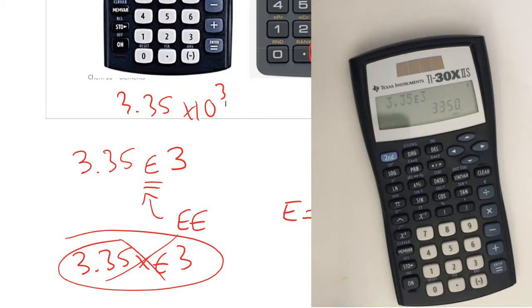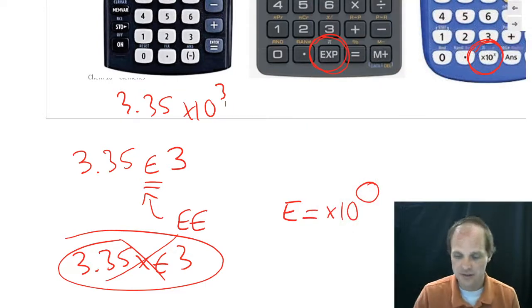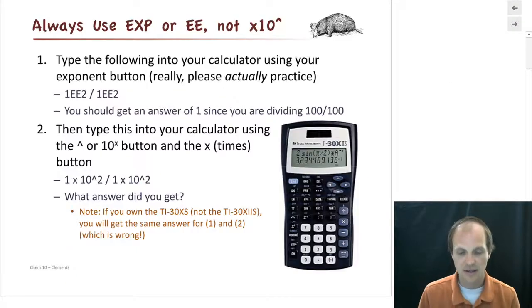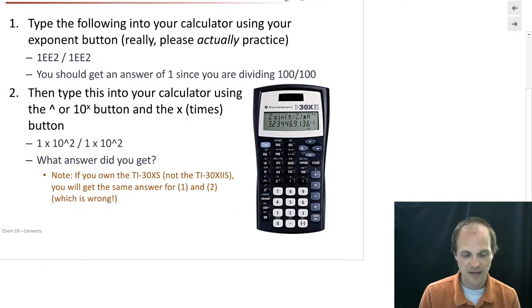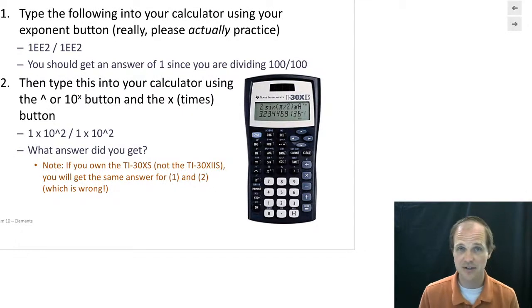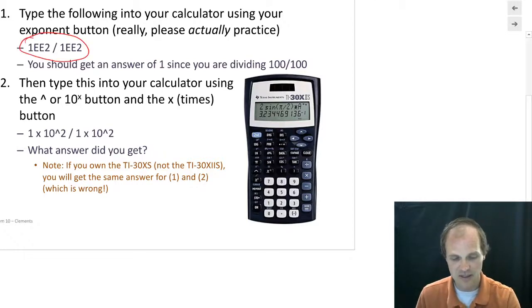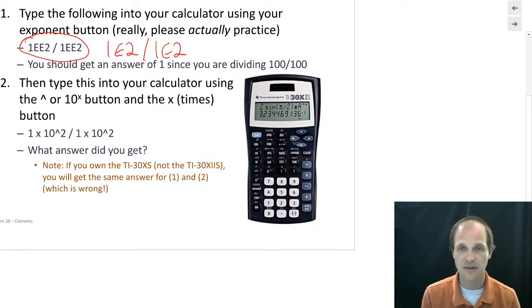So that's what we got, using scientific notation on our calculator. Now, why do you want to use that? Like I said, when you're dividing numbers, you're going to get the wrong answer if you do it incorrectly. So this is a good thing to try typing. Try typing into your calculator, using the built-in scientific notation, 1 times 10 to the 2 divided by 1 times 10 to the 2. I wrote it here with the double E's, but how it'll appear on your calculator is something like this, 1E2 divided by 1E2. If you put that in your calculator correctly and you press enter, you should get the answer of 1. And I encourage you to get out your calculator and try it.